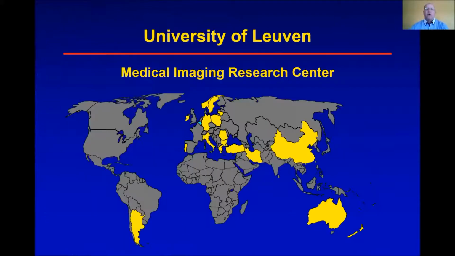And just to give you a rough idea what we are talking about, if you look at the map of the world, then this little blue dot here, this is Belgium. And roughly in the center of this blue dot is Leuven, which is a tiny little medieval city with one of the biggest and I think also best universities of Europe. And the yellow marked countries are some of the countries where our current research fellows come from, which work with us in the Medical Imaging Research Center.